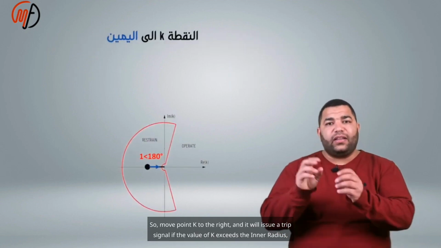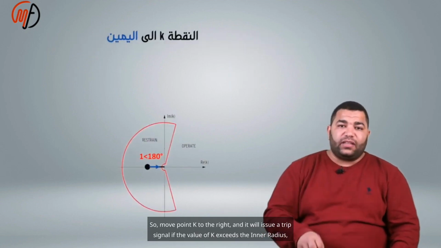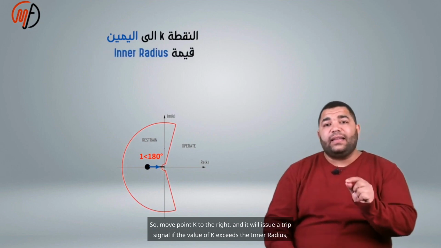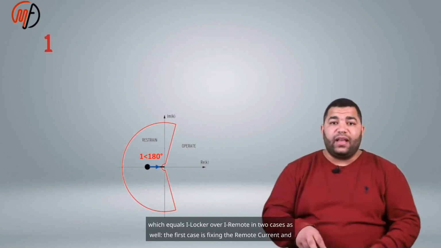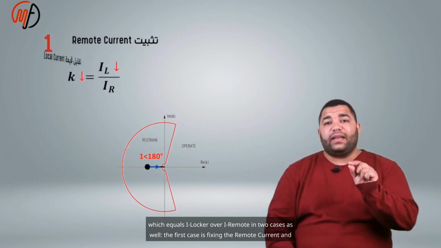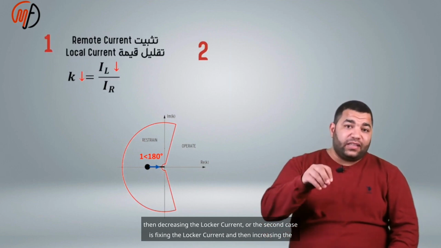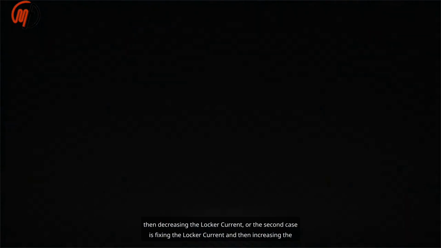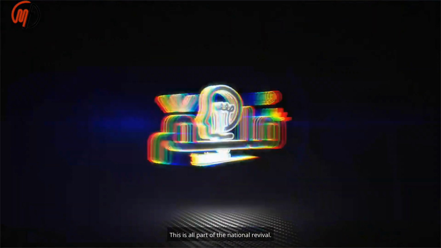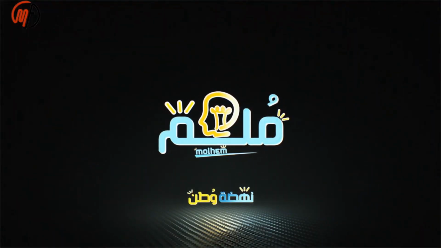So move point K to the right, and it will issue a trip signal if the value of K exceeds the inner radius, which equals I local over I remote, in 2 cases as well. The first case is fixing the remote current and then decreasing the local current, or the second case is fixing the local current and then increasing the remote current. This is all part of the test.